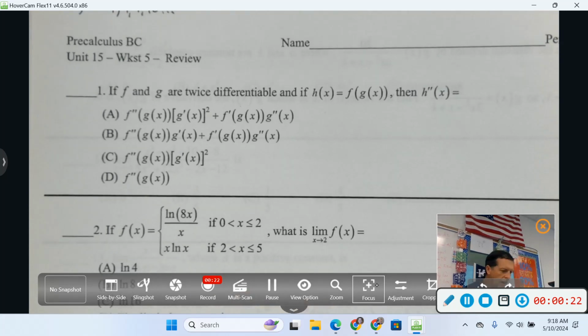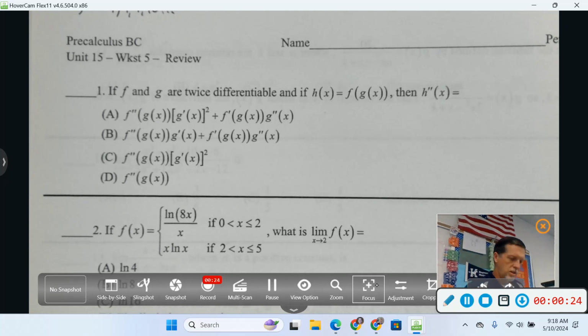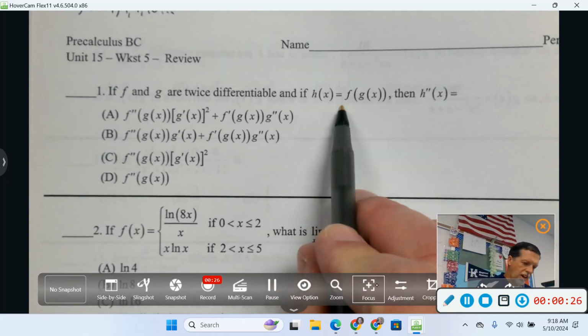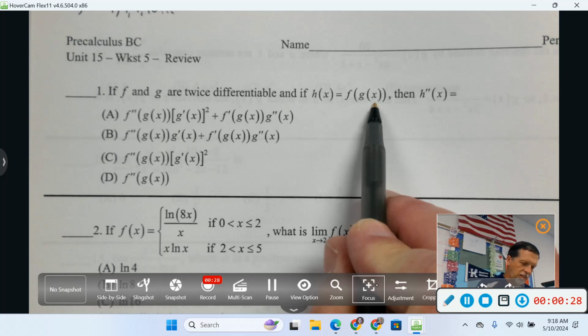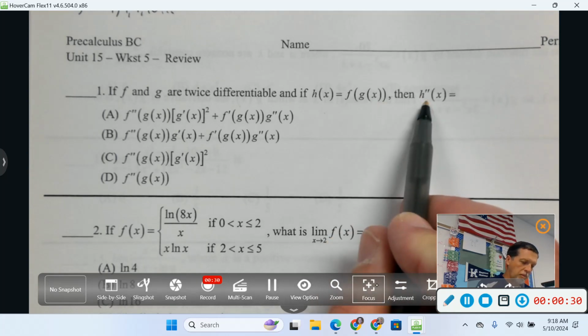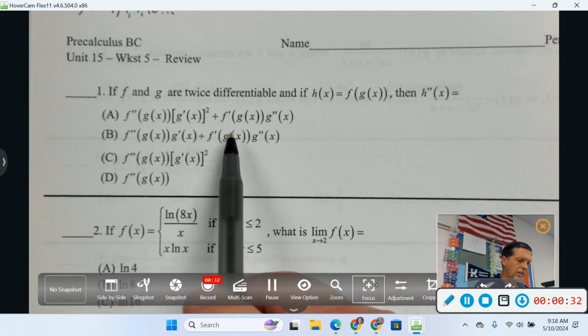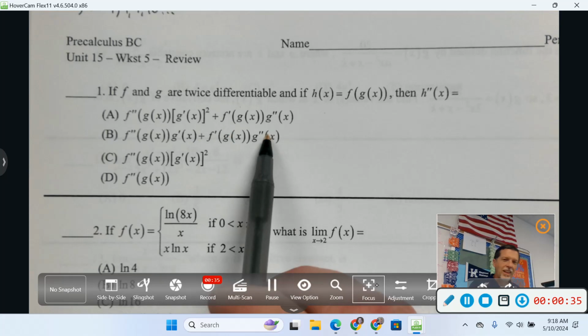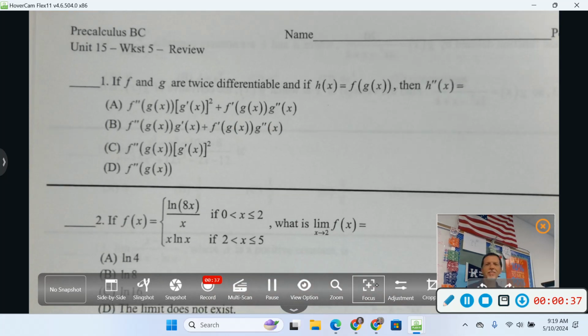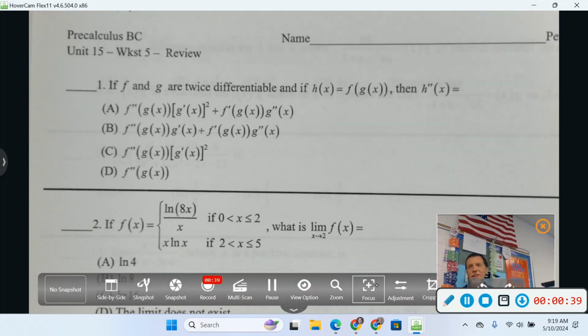Number 1, f and g are twice differentiable. H of x is f of g of x. Then h double prime. Oh, yeah, this is going to be an ugly answer. In fact, I think I mentioned this to some classes yesterday. A shortcut on derivatives is, if you're not sure, just pick the longest one. Is probably it. Don't do that. But if you absolutely are stuck somewhere, it's not a bad strategy.